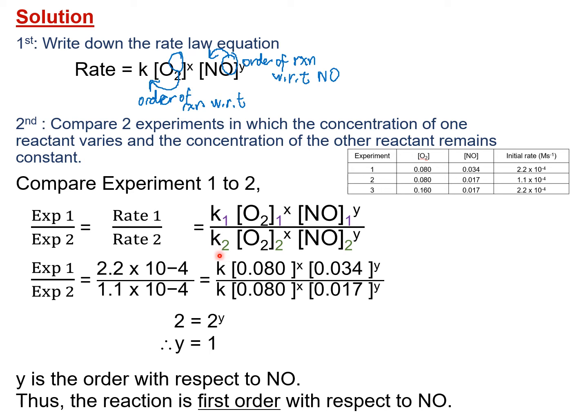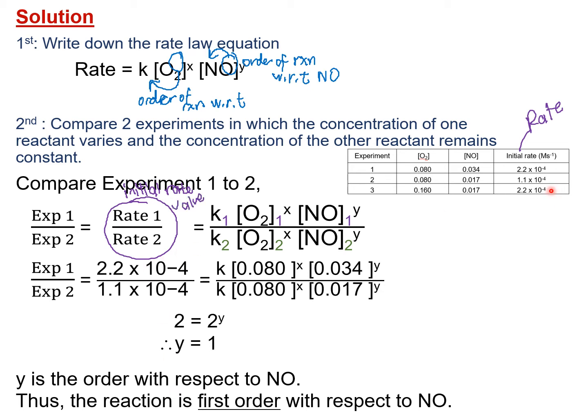K2 tu sebabkan rate constant untuk eksperimen kedua, and then concentration of oxygen to the power of X untuk eksperimen yang kedua kalikan dengan concentration of nitrogen oxide to the power of Y untuk eksperimen yang kedua. Okay, and after that, yang ni initial rate ni, this one represents rate punya information. So you dapat information rate ni daripada initial rate. So you get this value daripada initial rate value on the table.